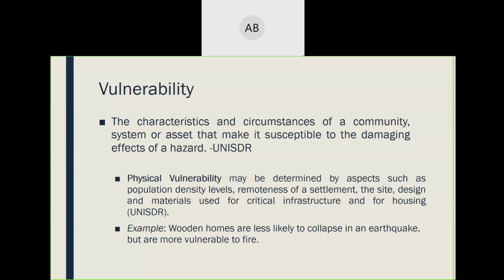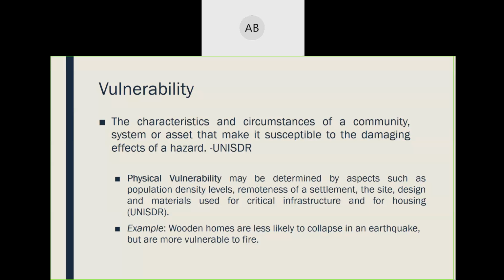So you see, if your house is situated in Japan, and if your house is situated in Australia, in Japan you are more prone to earthquakes. In Australia you are more prone to forest fire. So different building materials, or even the same building material, will have different levels of vulnerability in these two different countries.